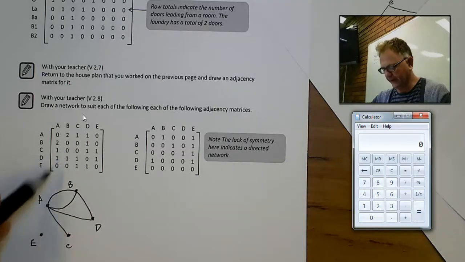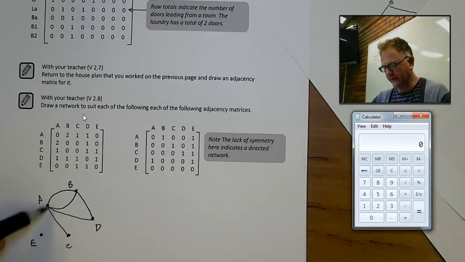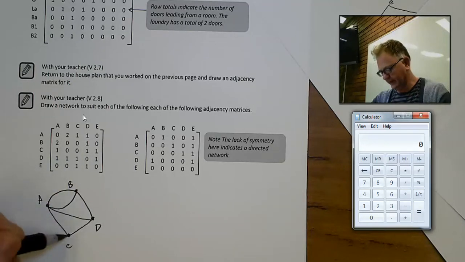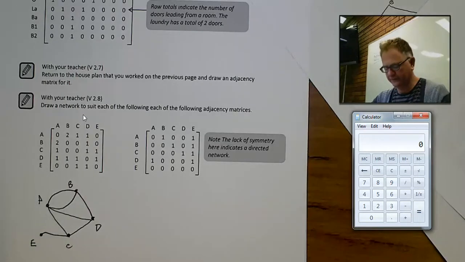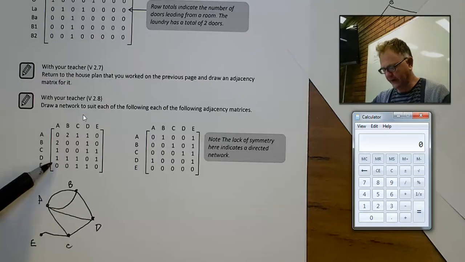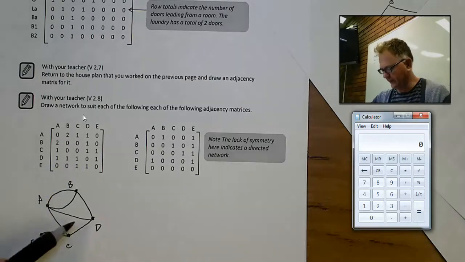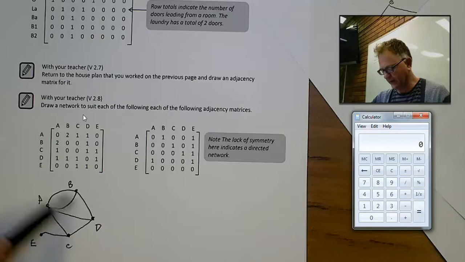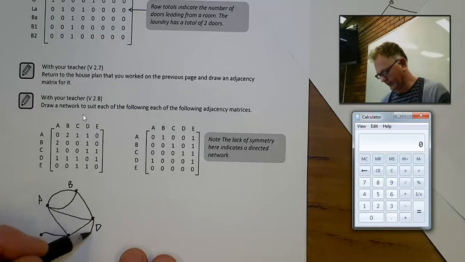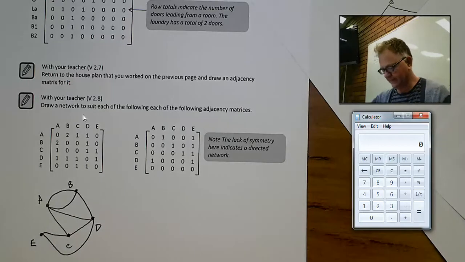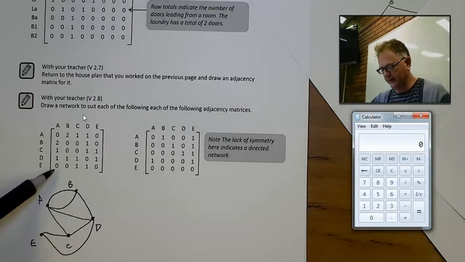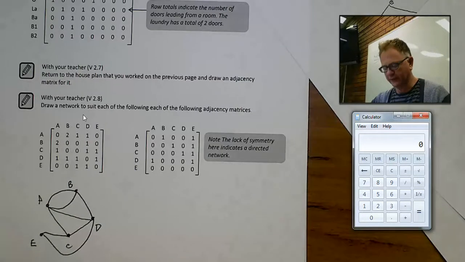From C there is an edge to A, we've already got it. There is an edge to D and 1 to E, but no others. From D there are edges to A, B and C, and also to E, so I'll put one in around there. And from E there are edges to C and D. From C and D, we've got them already, so there's our network there.